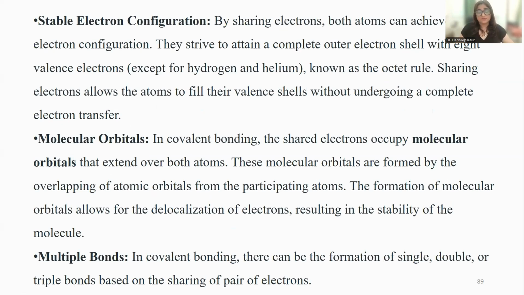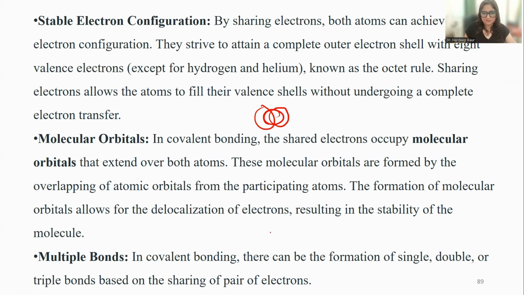Similarly, molecular orbitals. In covalent bonding, shared electrons occupy molecular orbitals that extend over both atoms. How does this happen? They make overlapping of the atomic orbitals of both atoms. The formation of molecular orbitals is called delocalization of electrons. Because of the delocalization of electrons over both atoms, the stability of the molecule gets higher. Multiple bonds: in covalent bonding there can be a single bond, double bond, or triple bond by sharing pairs of electrons.